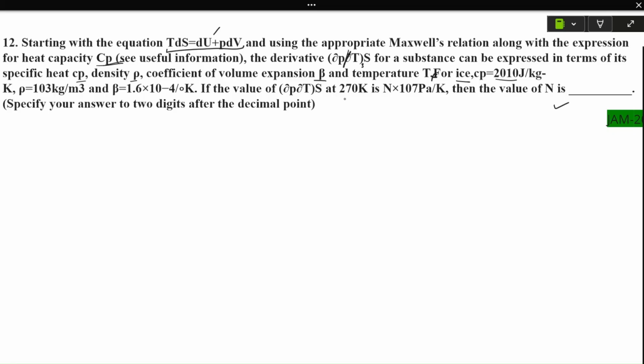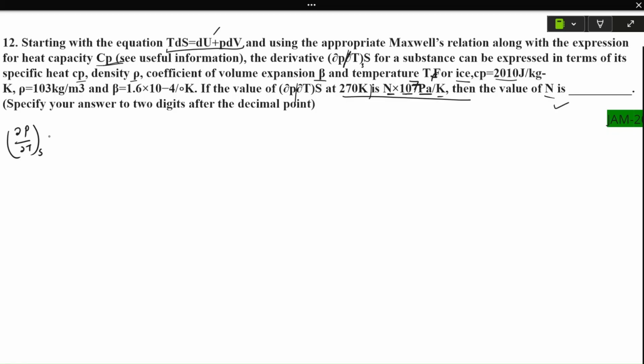So we have del P by del T at S is equals to n times 10 to the power 7 Pascal per Kelvin, then the value of n is. So हमें value of n कैलकुलेट करनी है. So now, so मैक्सवेल इक्वेशन जो हमें पूछी है वो del P by del T at S.